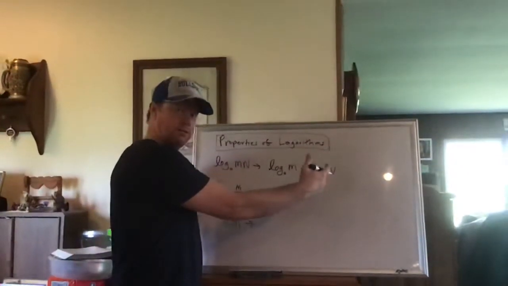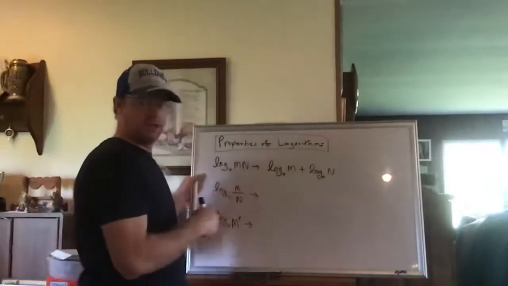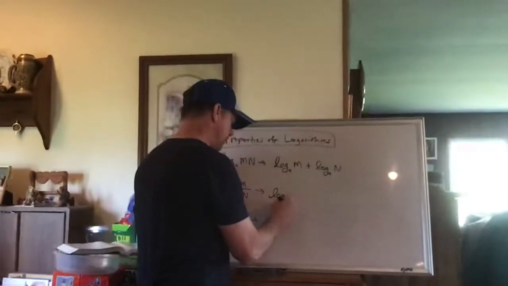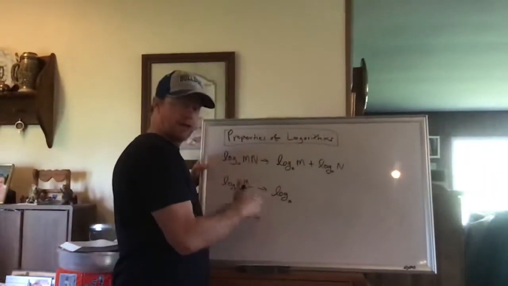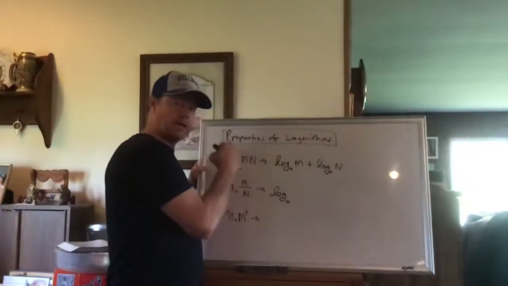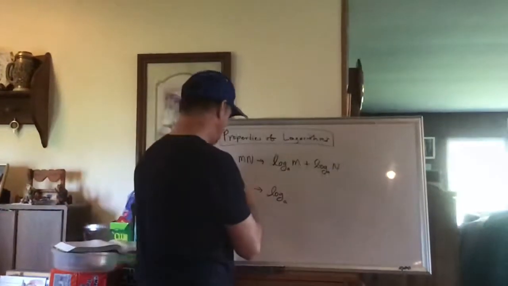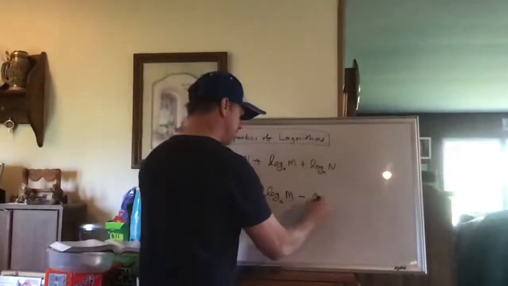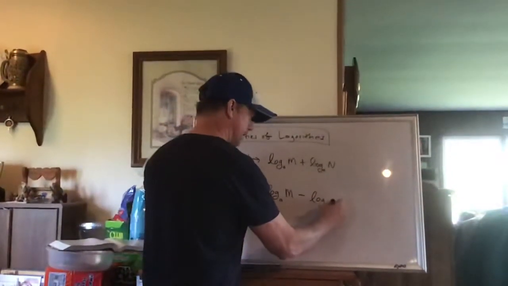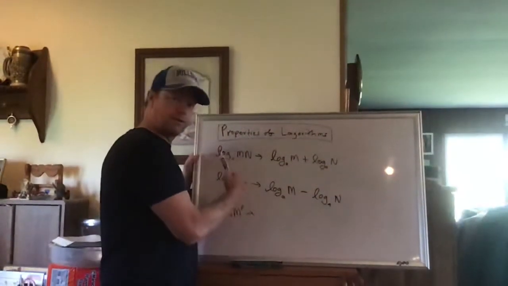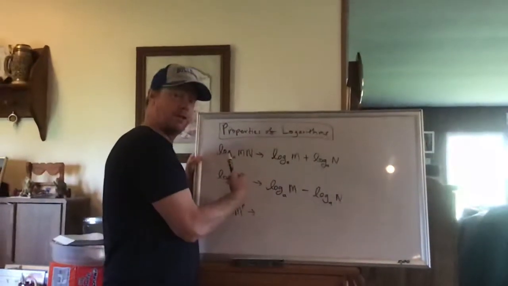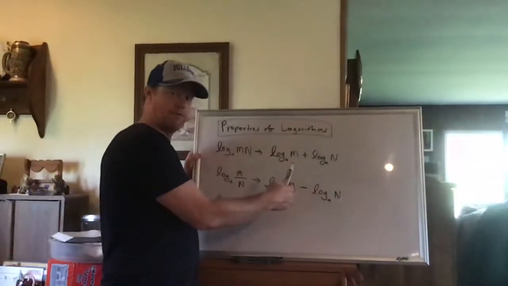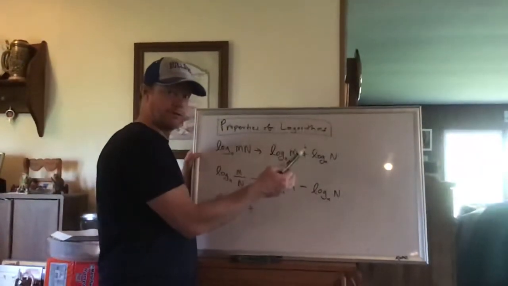Multiplication gets sent to addition. Division gets sent to subtraction. Whenever you send it to subtraction, the numerator, the guy on top, has to be written first. So this is going to be log subscript A of m minus log subscript A of n. So make sure when you send the quotient, the division, to subtraction, that the numerator, the guy on top, gets written first. If it doesn't get written first, it's going to be incorrect.